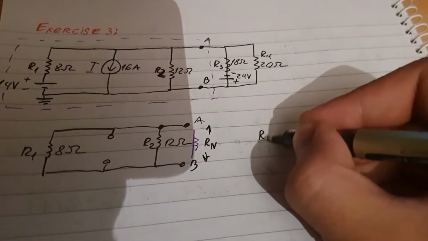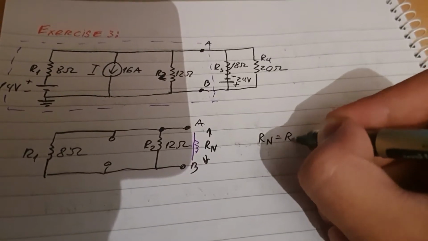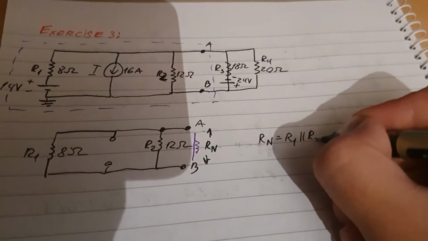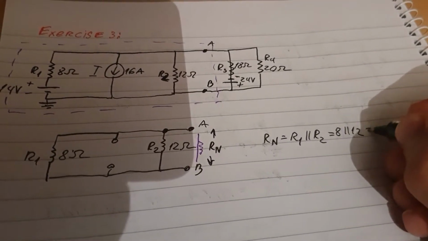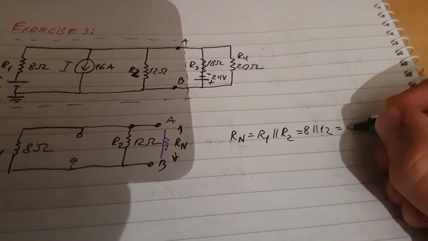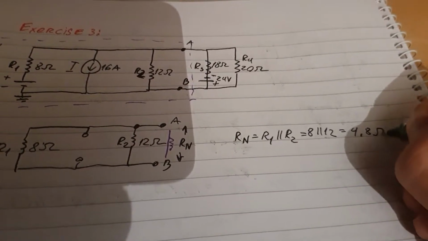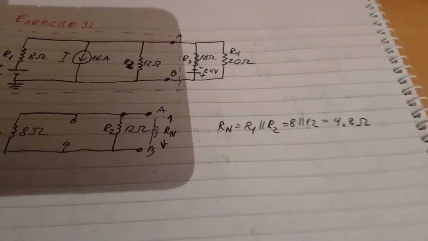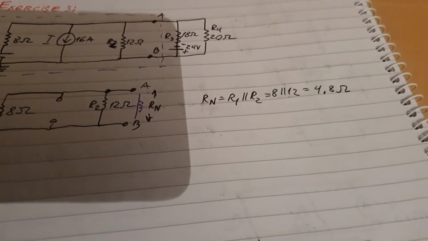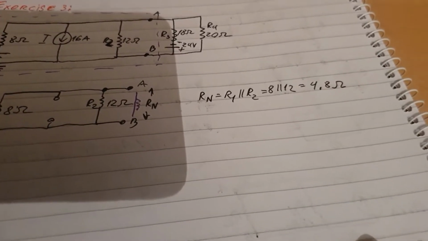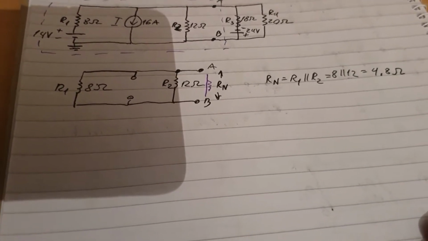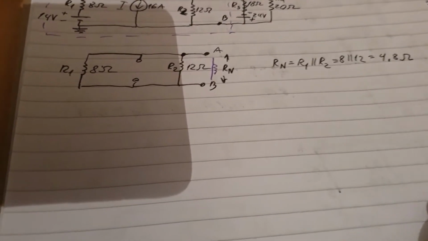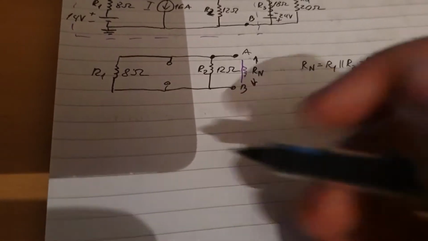So Rn is equal to R1 in parallel with R2, and that will be equal to 8 in parallel with 12, which is equal to 4.8 ohms. There you go. So we already found Rn, and this Rn applies for all of them. Now we just need to calculate In, and we'll have to calculate 2 Ins because there are 2 sources. Good.